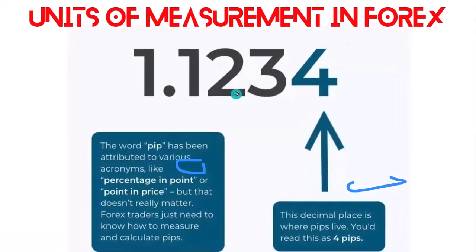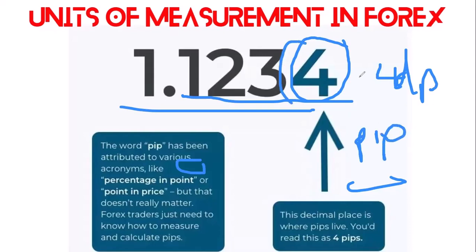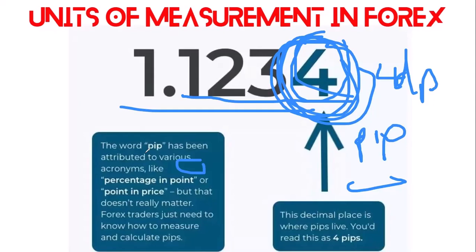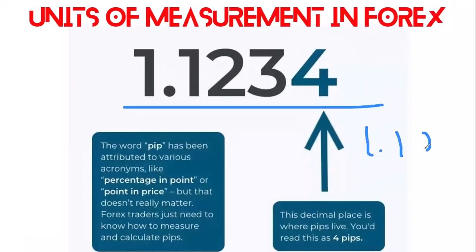So units of measurement. How actually do we measure in forex trading? So we measure forex with what we call a pip. Price is always represented with 4 decimal places, right? So the fourth one is what we call a pip. So the difference between the 4 decimal places is what is called a pip, and that is what is used to measure.